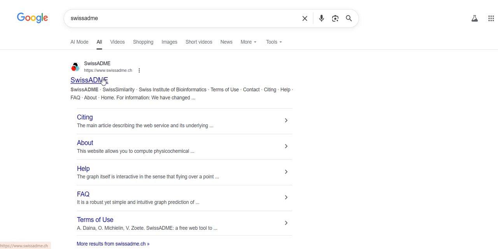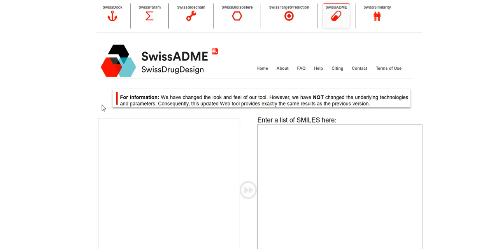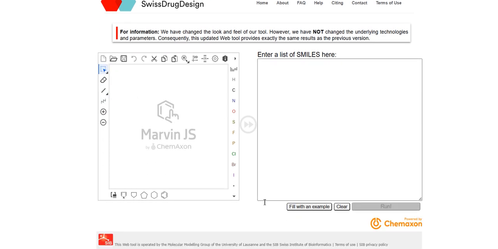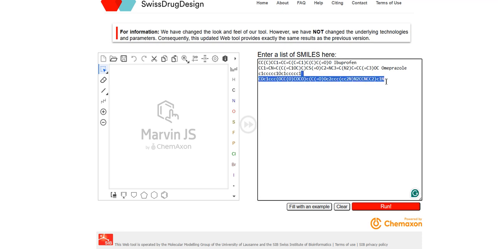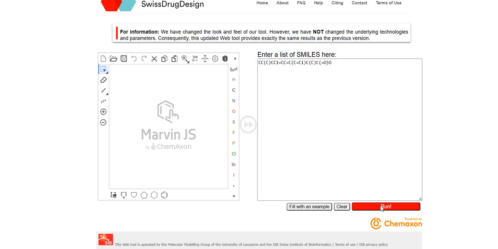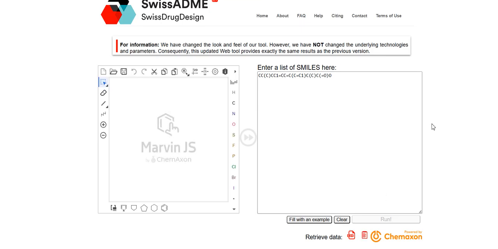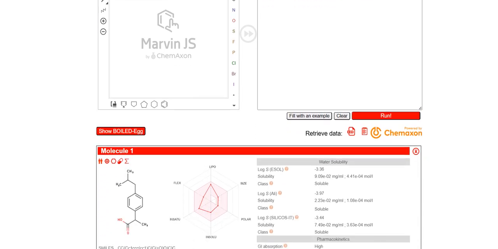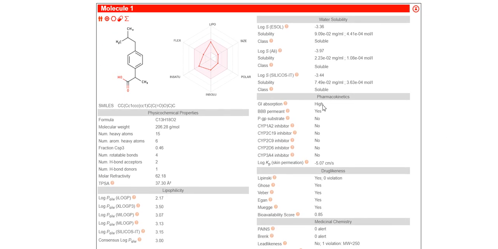So now let's look at the demo part. You can search SwissADME in Google and land over here. Fill in the SMILES format, or you can copy paste the SMILES format of your molecule of interest. Okay. Then click on run. So this tool, as I mentioned before, will give information about the physicochemical properties.